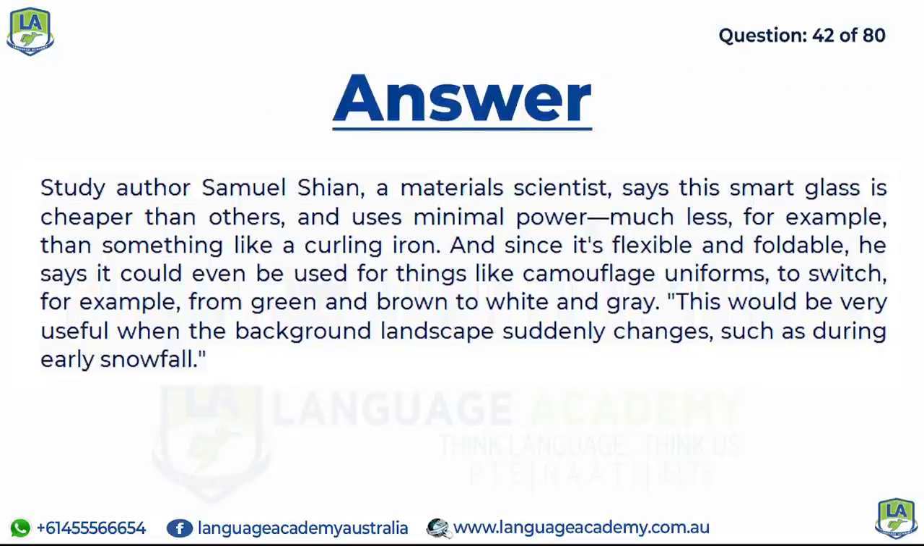Study author Samuel Sheehan, a materials scientist, says this smart glass is cheaper than others and uses minimal power, much less, for example, than something like a curling iron. And since it's flexible and foldable, he says it could even be used for things like camouflage uniforms to switch, for example, from green and brown to white and gray. This would be very useful when the background landscape suddenly changes, such as during early snowfall.